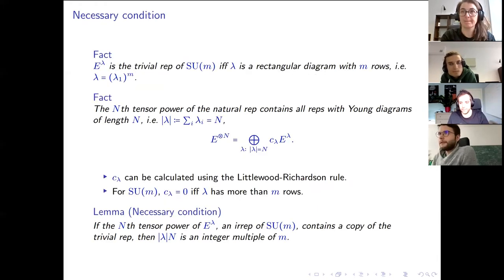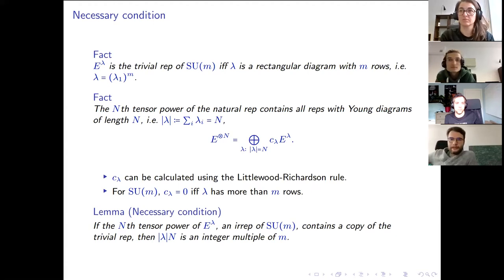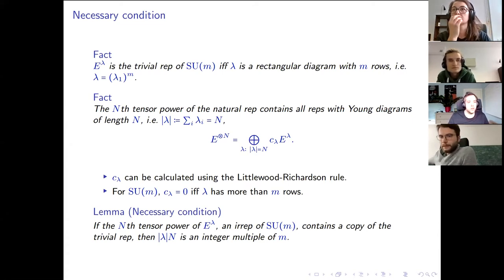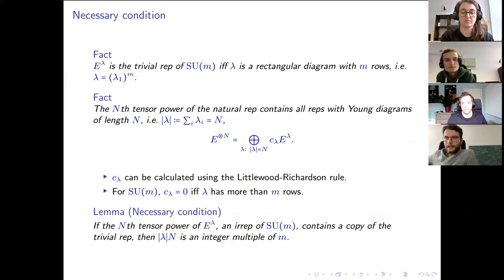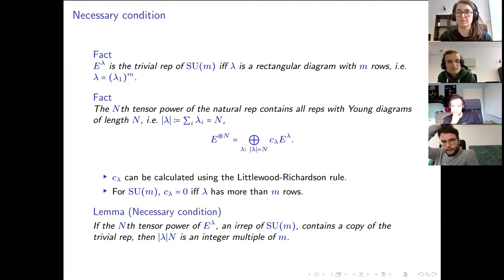And so the first thing, which is kind of easy, is the necessary condition for the appearance of the trivial representation. E lambda is the trivial representation of SU(m) if and only if lambda is a rectangular diagram with m rows. And the second fact is that if you take the n-th tensor power of the natural representation, then it will contain all representations with Young diagrams of length n. If you know how to multiply Young diagrams, then it's totally obvious.